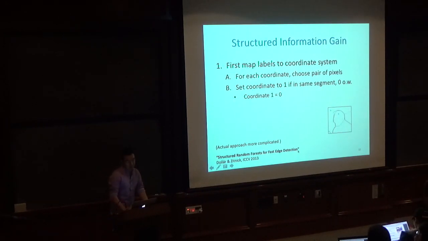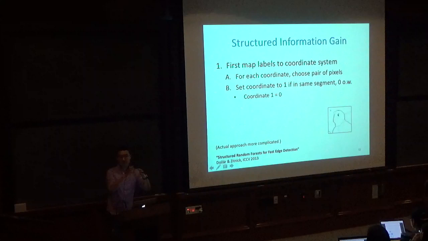So what the authors do is they first map labels to a coordinate system. And what does that mean? They have this abstract coordinate system. You could think of that as an embedding, if you like. And for each coordinate in this coordinate system, we're going to choose a random pair of pixels. Let's say these 2 pixels.